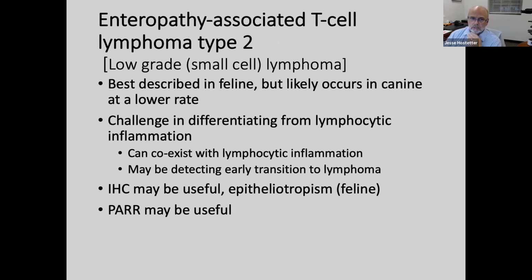This low-grade or EATL type 2 lymphoma is best described in cats. It will happen in dogs, not very often, but once in a while. It is very difficult to differentiate from lymphocytic inflammation, and more often than not, both inflammation and lymphocytic neoplasm are there at the same time. There are a lot of hypotheses out there, and I think there's some evidence that this actually represents a transition from lymphocytic inflammation to lymphoma. I use IHC a lot for this, and sometimes I bring in PARR.